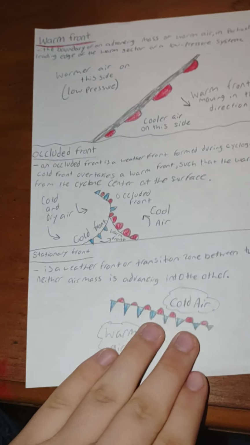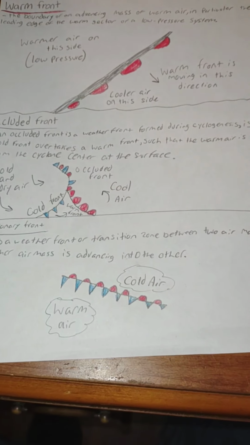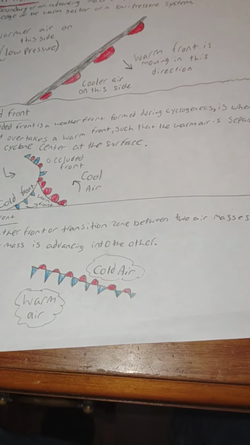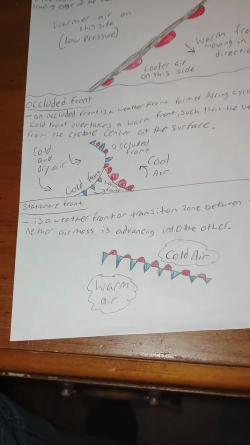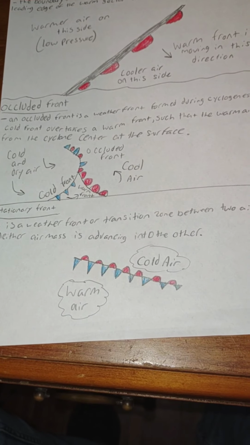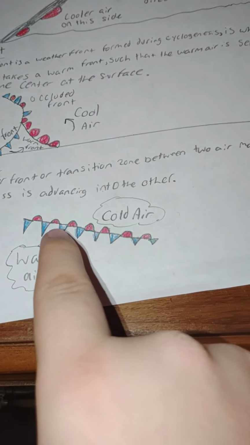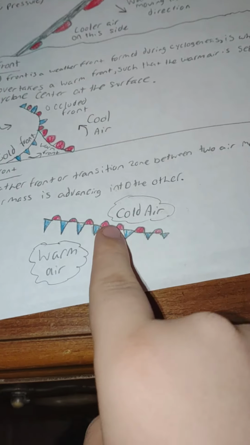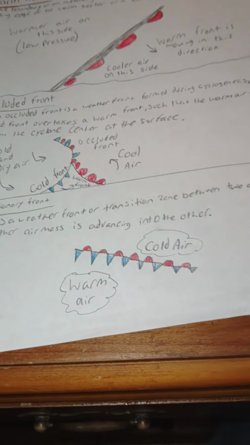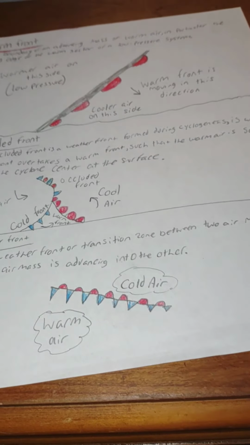That's an occluded front. A stationary front is a weather front or transition zone between 2 air masses when neither air mass is advancing into the other. See, the warm air and the cold air, the cold is the blue, warm is the red, are just staying right next to each other. They're not moving at all.